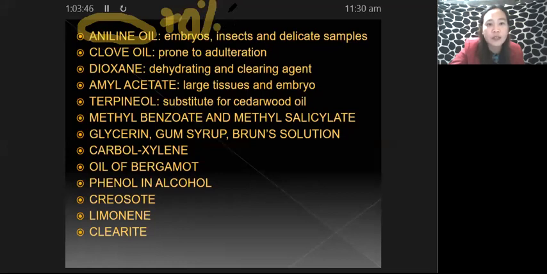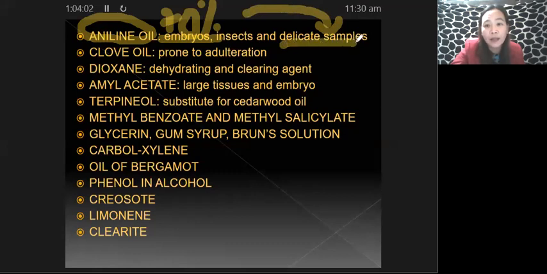Can you still remember your 70% alcohol? Yes, of course. Your 70% alcohol is the last dehydrating agent that we use for your delicate samples. That's why your aniline oil is also utilized for your delicate samples. Remember, your delicate samples cannot be immersed in toluene because they will be excessively hardened. So in place of toluene, you can also make use of your aniline oil. Okay, so another, we have your clove oil.